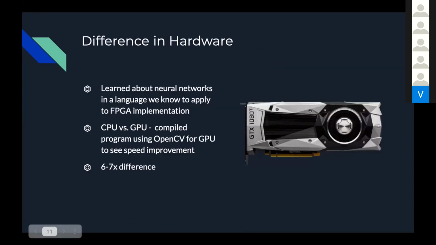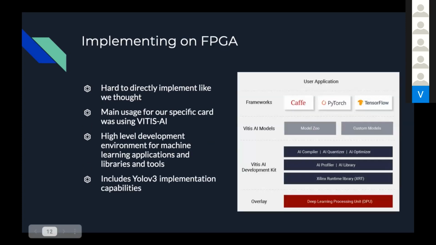So, difference in hardware. We learned about neural networks in a language we know to apply to FPGA implementation. By using Python and exploring and figuring out how to use it there, we can apply that to trying to implement it on the FPGA, which is a much harder task. So CPU versus GPU: we compiled the program using OpenCV for GPU, and we were able to see that speed improvement right there. So we wanted to take that information and see how it translates with the FPGA and how much faster we can get with that. And we were able to see a 6 to 7 times difference in the speed. Next slide.